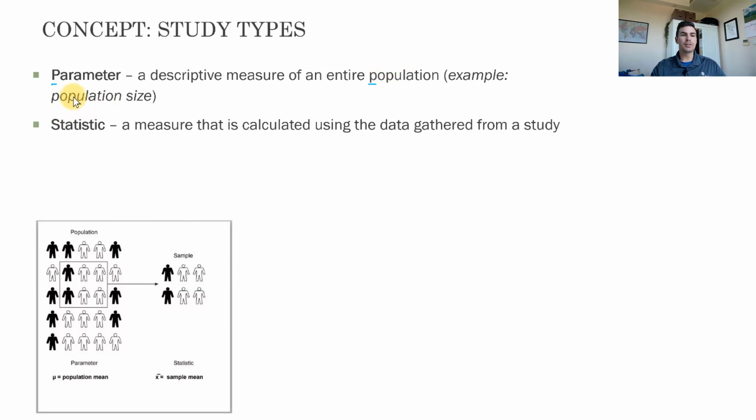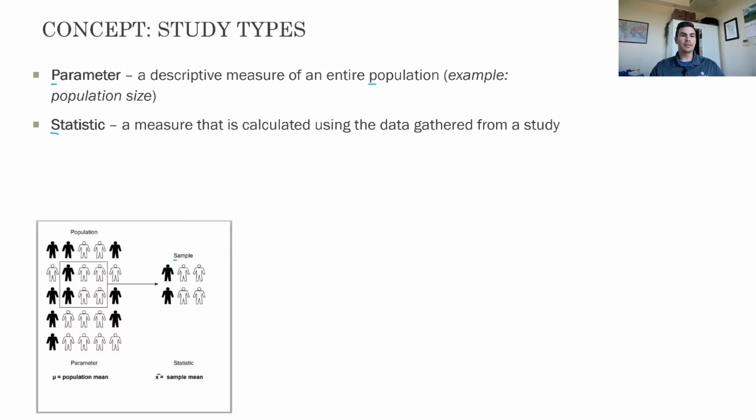So an example here is our population size. You can see down here, if you have, say, a population mean, then that is referring to, again, the entire population. Now, in these studies, we are going to be taking a sample of the population, so some smaller group within the population, and we're going to calculate a statistic. Okay, so S for statistic and S for sample. So a statistic is a measure that we are calculating using the data that we gather from a specific type of study. All right. So after we gather some information, we can calculate a statistic where a parameter, again, is referring to the entire population.